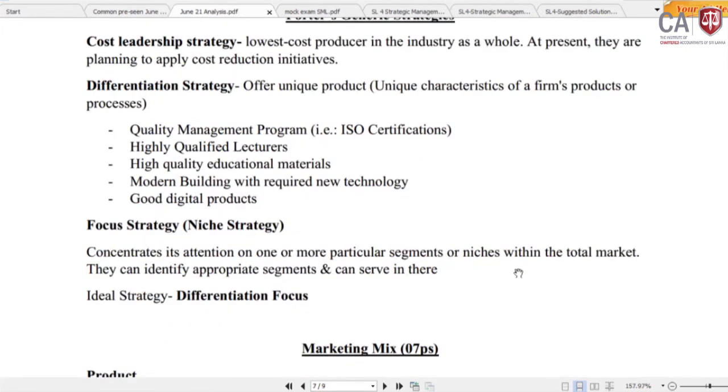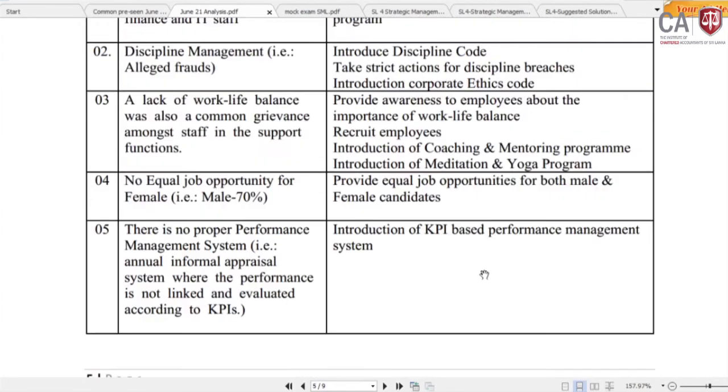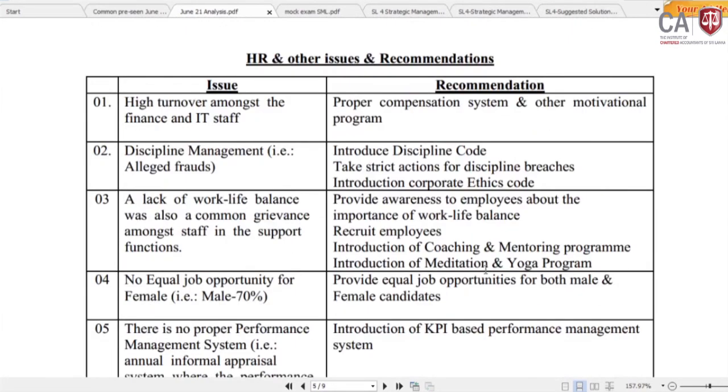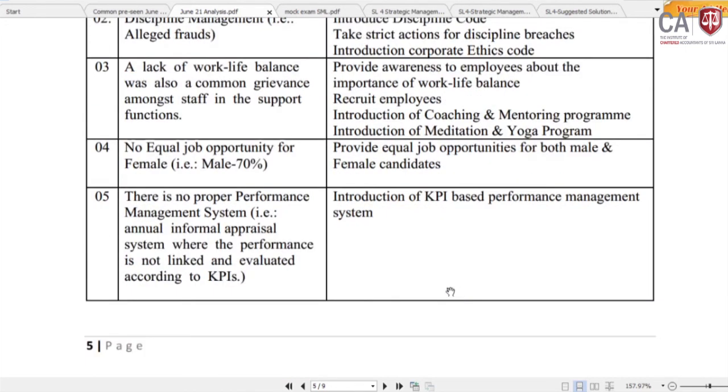Even if you look at the analysis I have done, I have identified those issues. See here, for example, high turnover of the finance and IT staff, what should be the recommendations? A proper compensation system and other motivational programs. There are some fraud matters, so it is better to have a discipline code, take strict action for discipline breaches, and introduce corporate ethics codes. For a lack of work-life balance, provide awareness to employees about the importance of work-life balance, recruit employees, introduce coaching and mentoring programs, and introduce meditation and yoga programs. For no equal job opportunity for females, provide equal job opportunity for both male and female candidates.